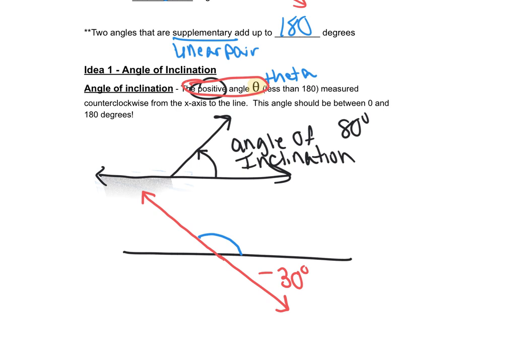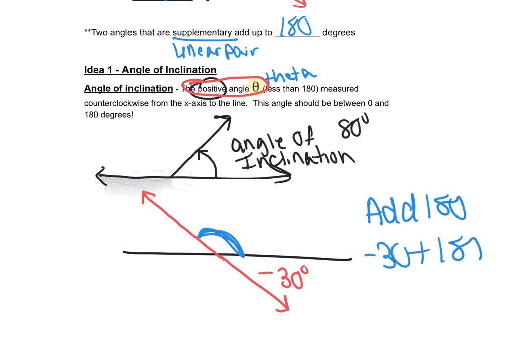And in order to figure out what that blue angle is that we have marked, all we would have to do is add 180 degrees. Okay, so this blue angle right here is going to be negative 30 plus 180, which is going to be 150 degrees. And now we have a positive angle.